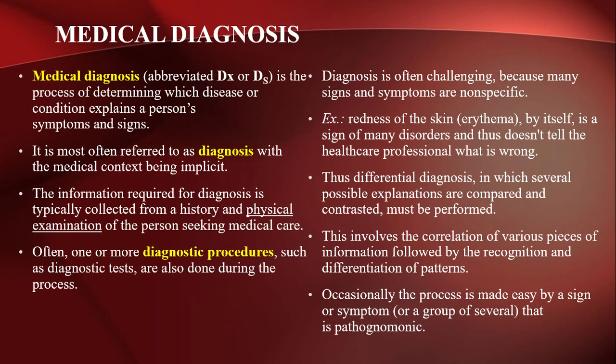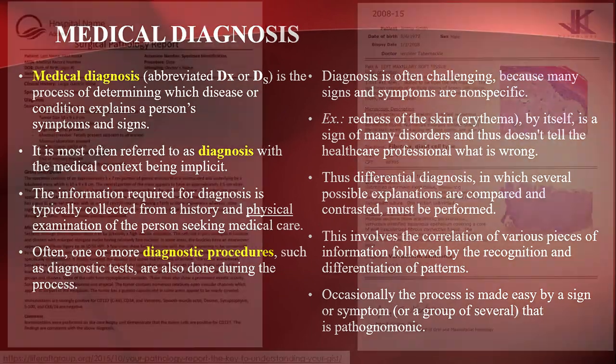Thus, differential diagnosis, in which several possible explanations are compared and contrasted, must be performed. This involves the correlation of various pieces of information followed by the recognition and differentiation of patterns. Occasionally, the process is made easy by a sign or symptom that is pathognomonic.